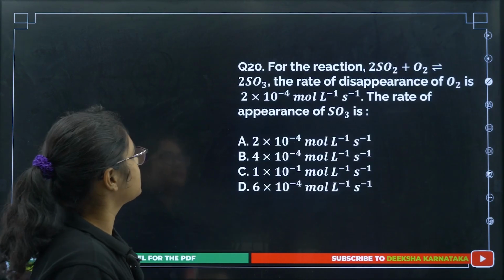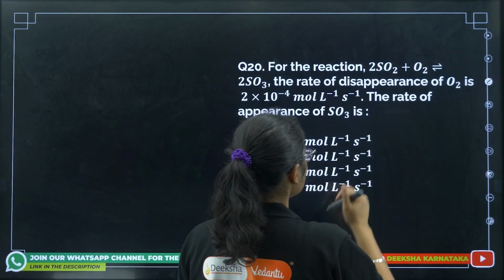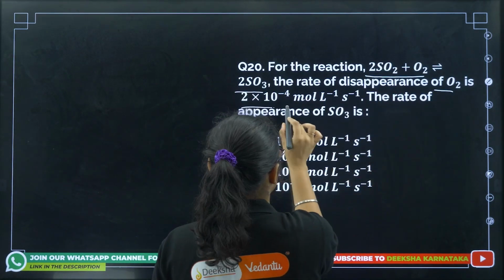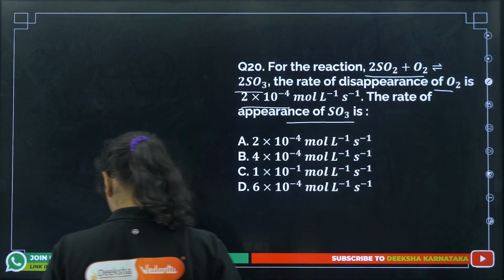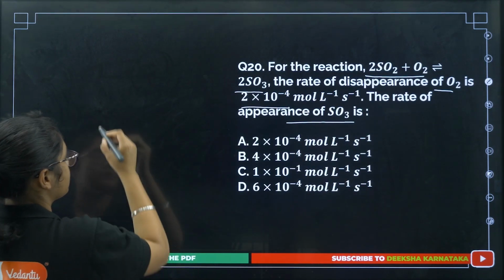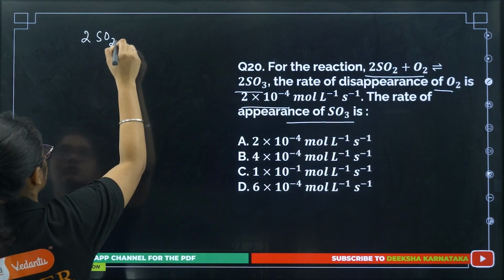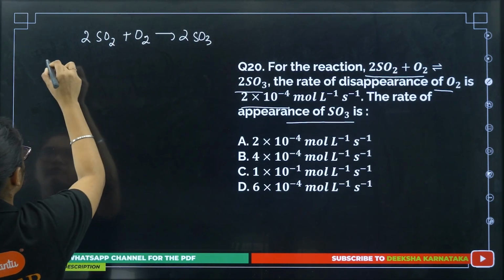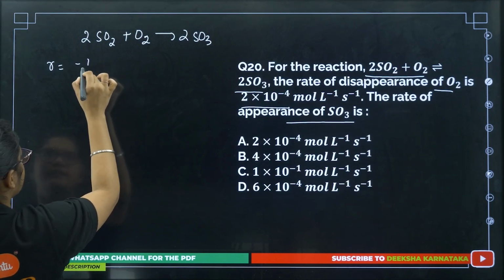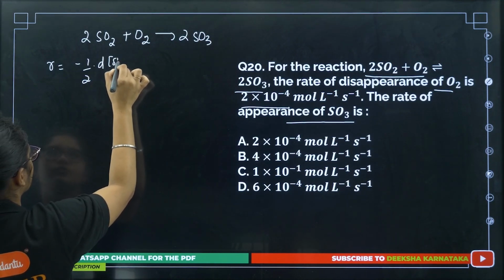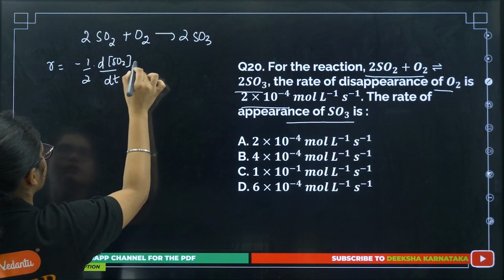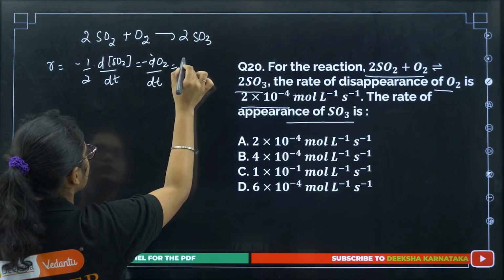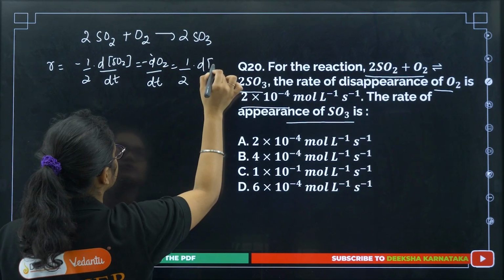Okay, next coming to question number 20. For the reaction 2SO2 plus O2 gives 2SO3, the rate of disappearance of O2 is given. Find the rate of appearance of SO3. First, we need to write the differential equation. The reaction is 2SO2 plus O2 gives 2SO3. So the rate equation is minus 1 by 2 of dSO2 by dt is equal to minus dO2 by dt is equal to 1 by 2 of dSO3 by dt.